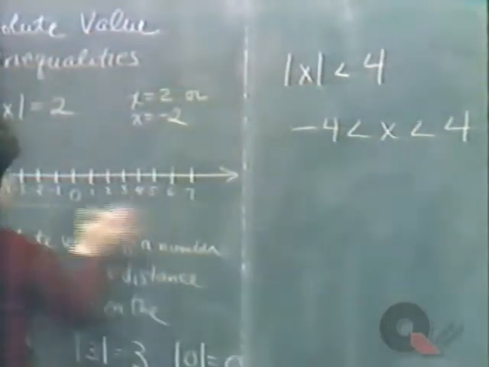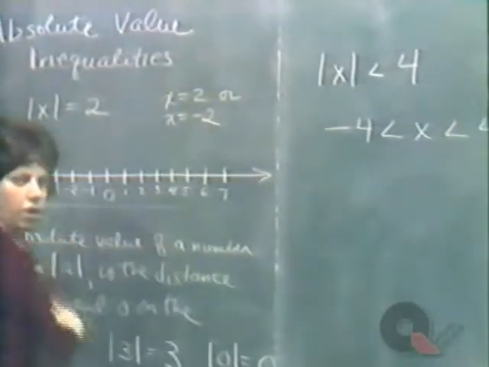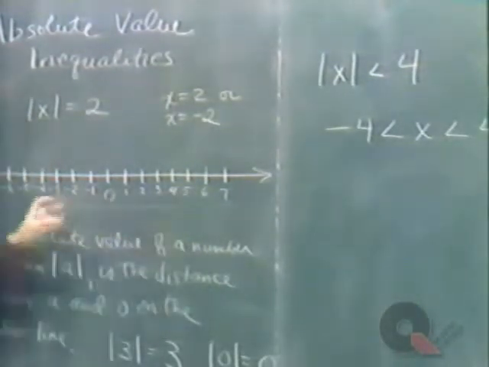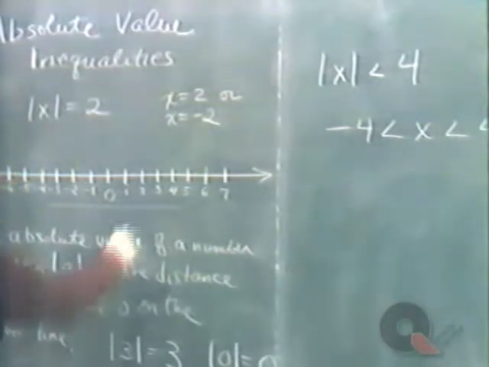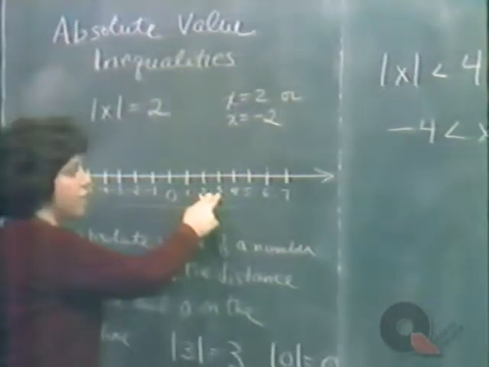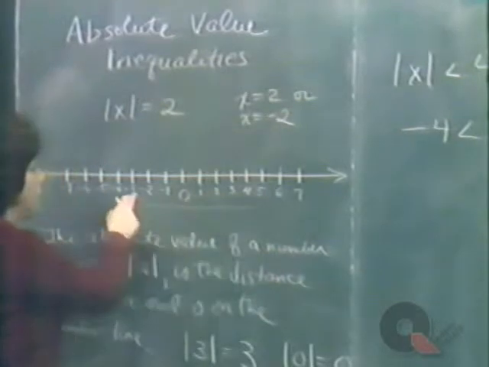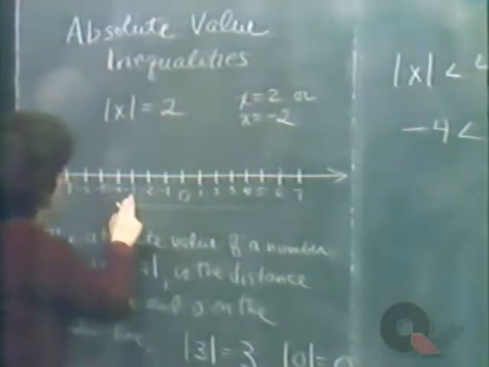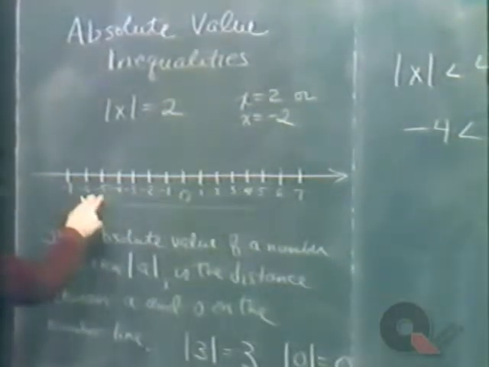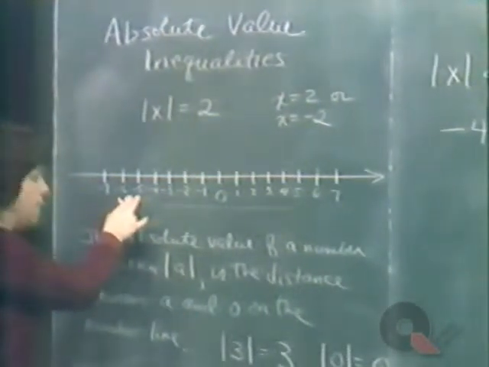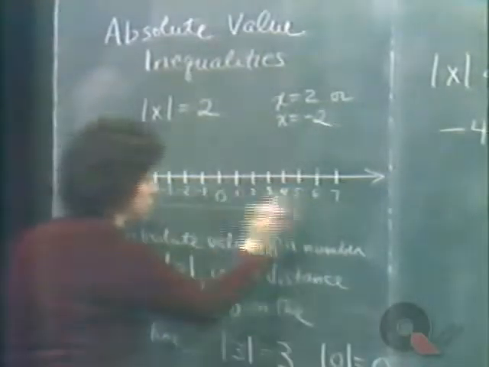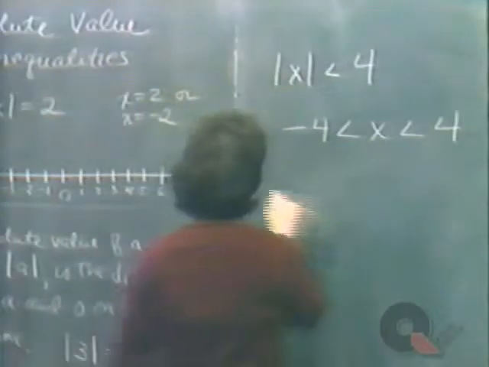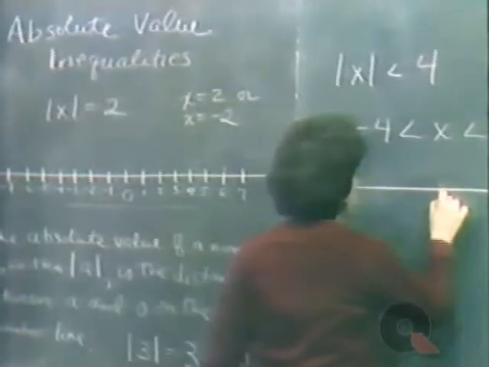That is someplace in this region, as long as you're in here. As long as you're between minus 4 and 4, the absolute value of x will be less than 4. For example, if you take a number like 3, the absolute value of 3 is 3, that's less than 4. The absolute value of minus 3 is also 3, that's less than 4. Minus 5 is no good. The absolute value of minus 5 is 5. That's not less than 4. So we are restricted on either side. And if we wanted to graph this, we could put it on the number line.